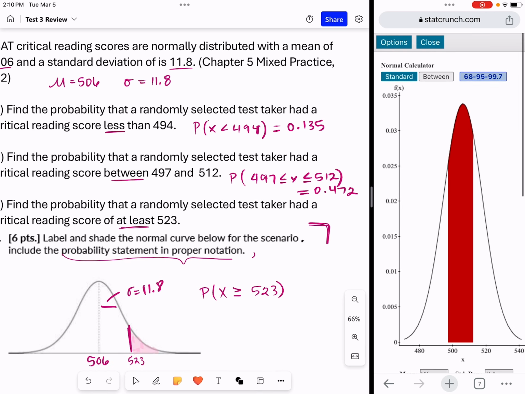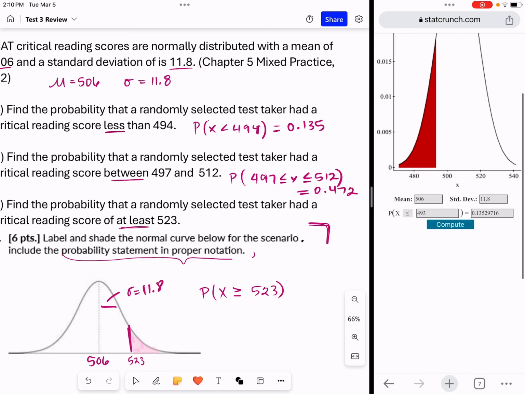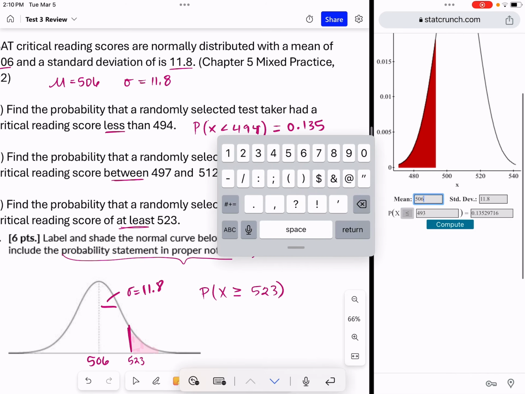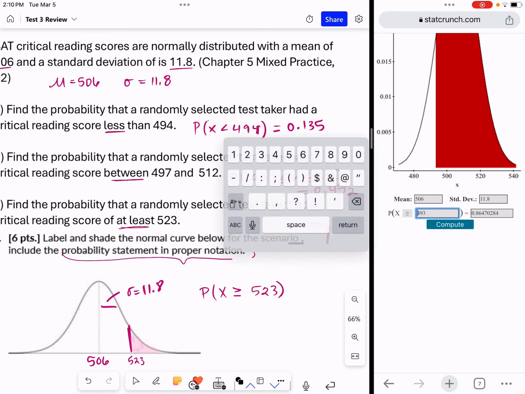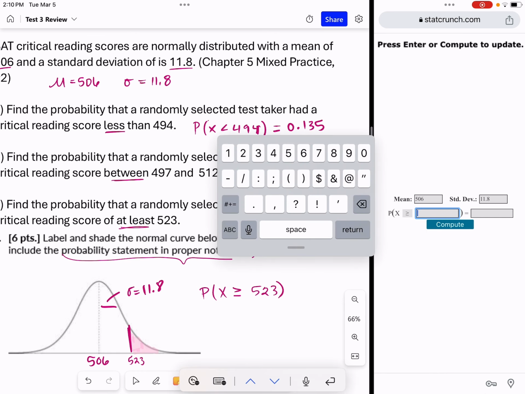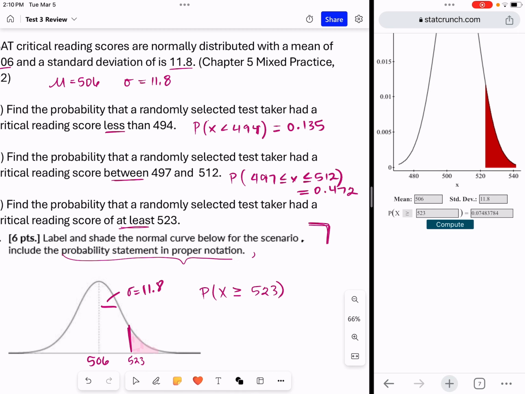For our calculator, we'll switch back to standard. We need to switch our inequality symbol here to greater than or equal to, but I also need to change my number. 523. And compute. And so the probability that x is greater than or equal to 523 is 0.075.